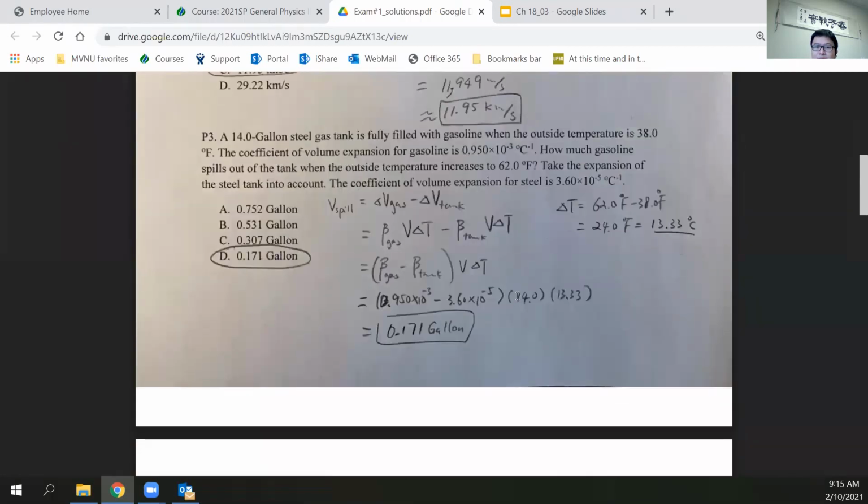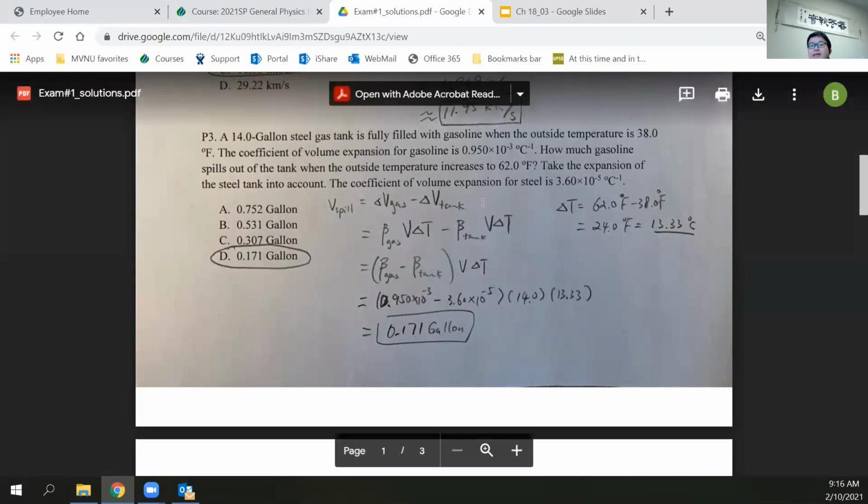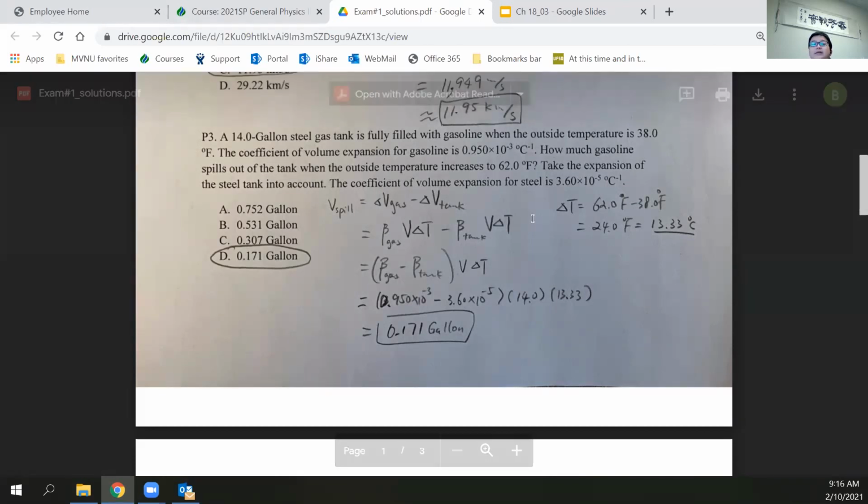Number 3 is about the gas spill. The gas will expand, and at the same time the tank will expand a little bit. So you'll be looking at the difference between the expansion of the gas and the tank. You will be using the coefficient of volume expansion for both gas and the tank. They are already given as volume expansion coefficients here.